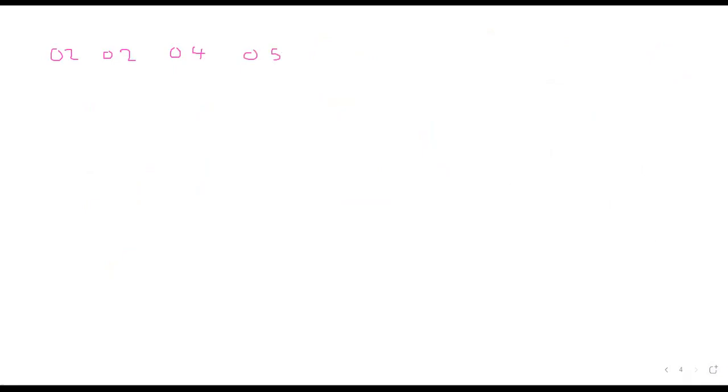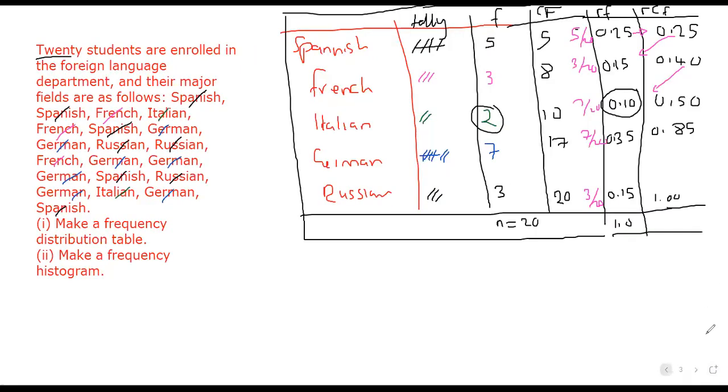Mr. Collins, sir. There's part number 2, which was saying make a frequency histogram. Oh, okay. Yes, thank you. So a frequency histogram, basically, remember how histograms look. I'll use the letters S for Spanish, F for French, I for Italian, G for German, and R for Russian. For these, we want to draw the histogram.